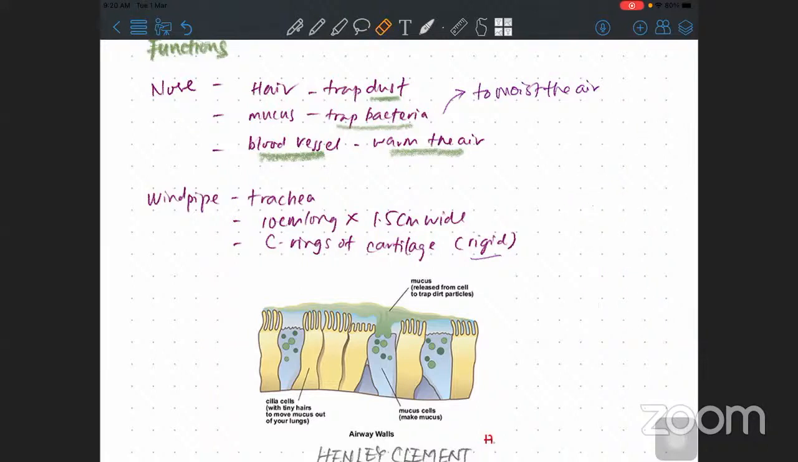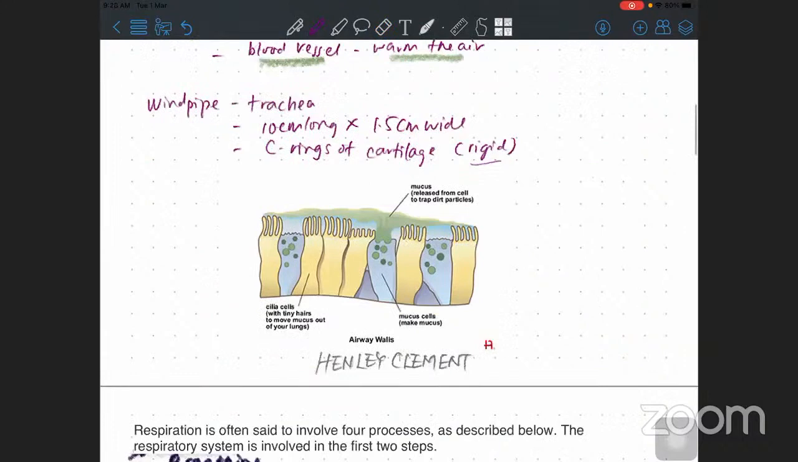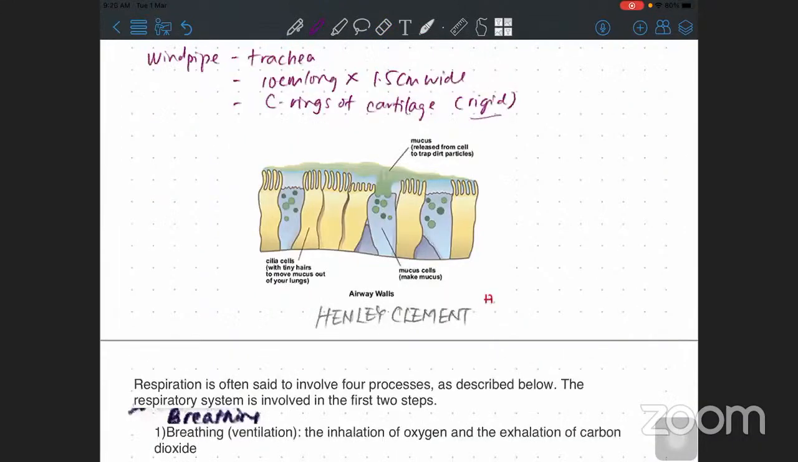So next, we come to the explanation of the inner wall, the inner lining of the windpipe.